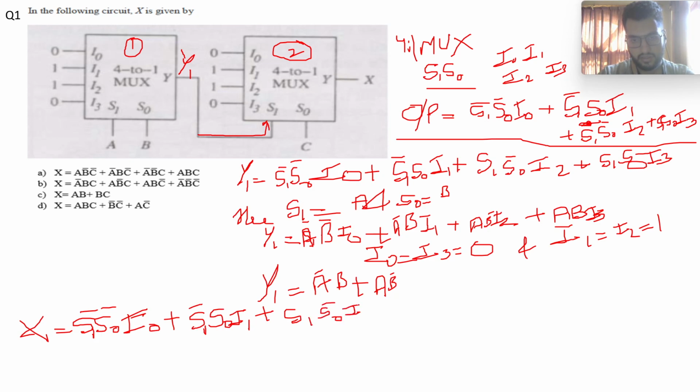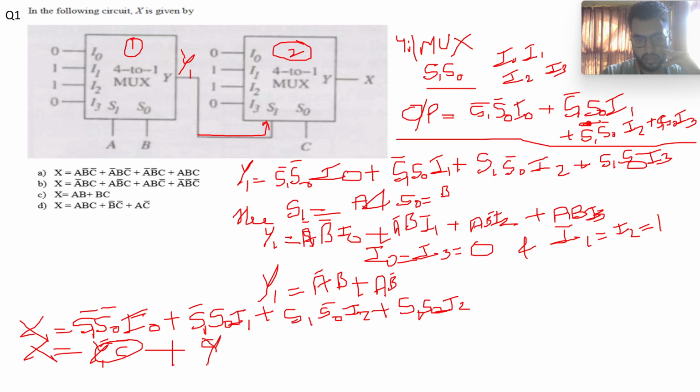I2 and finally S1 S0 I2. So what we have here is I1, I2 equal to 1 and I0, I3 equal to 0, just like the previous case. And S1 is equal to Y1 and S0 equal to C. So let me just write. So we have Y1 bar C bar, that is 0. So let's not write this. This is Y bar C plus YC bar, and the final term is also 0, right?